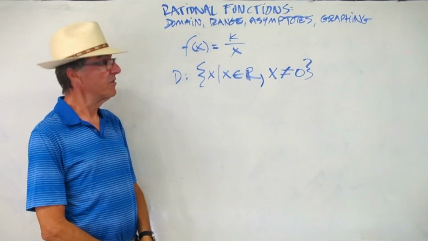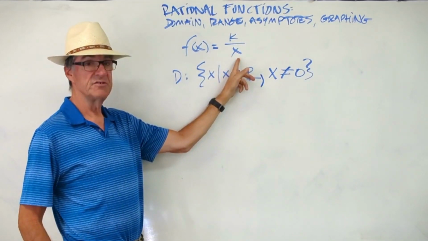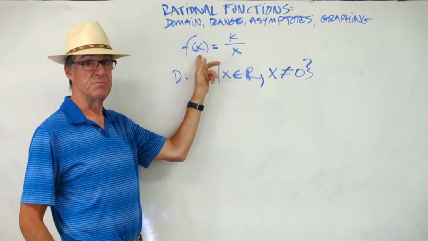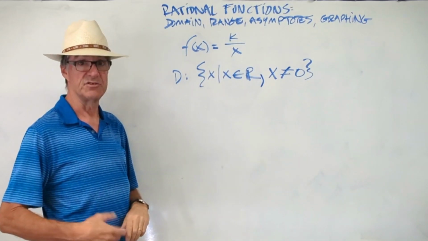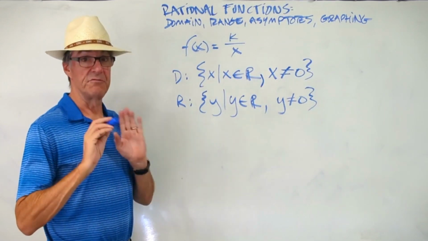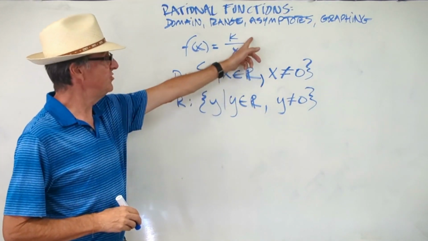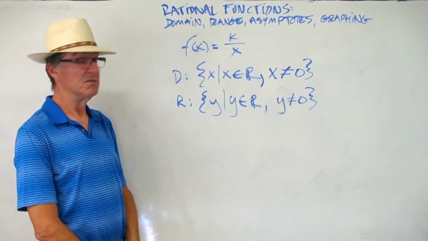Now, think about what the range is. When you put all those possible values in for x, what would f of x, or y, be? Are there any limitations on our range? All right, y has the same restriction but for a different reason. Pretty much you can get anything out of this function except 0.